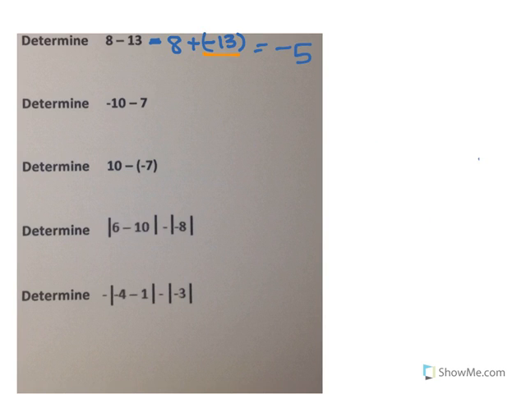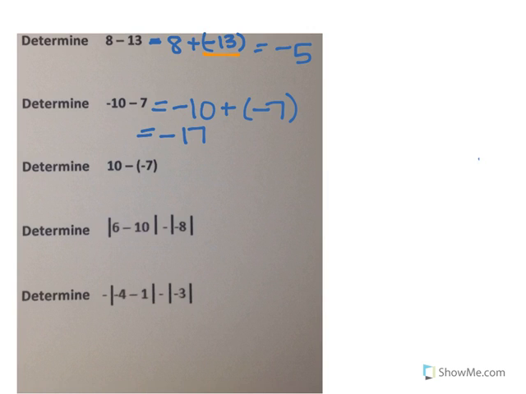Next is negative 10 minus 7. This can be rewritten as negative 10 plus negative 7. Well, when we add two integers that have the same sign, we just add the numbers and put that same sign in front. 10 plus 7 is 17, and because both the 10 and the 7 in our problem are negative, then our answer is going to be negative. So our answer is negative 17.